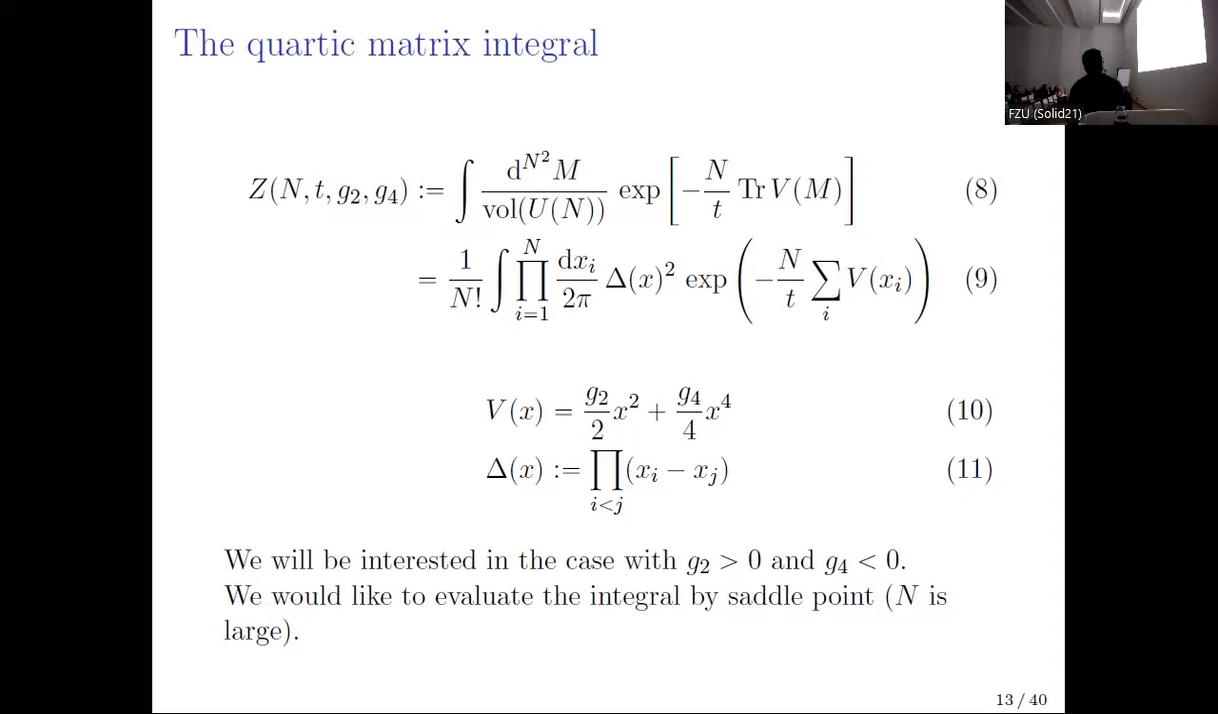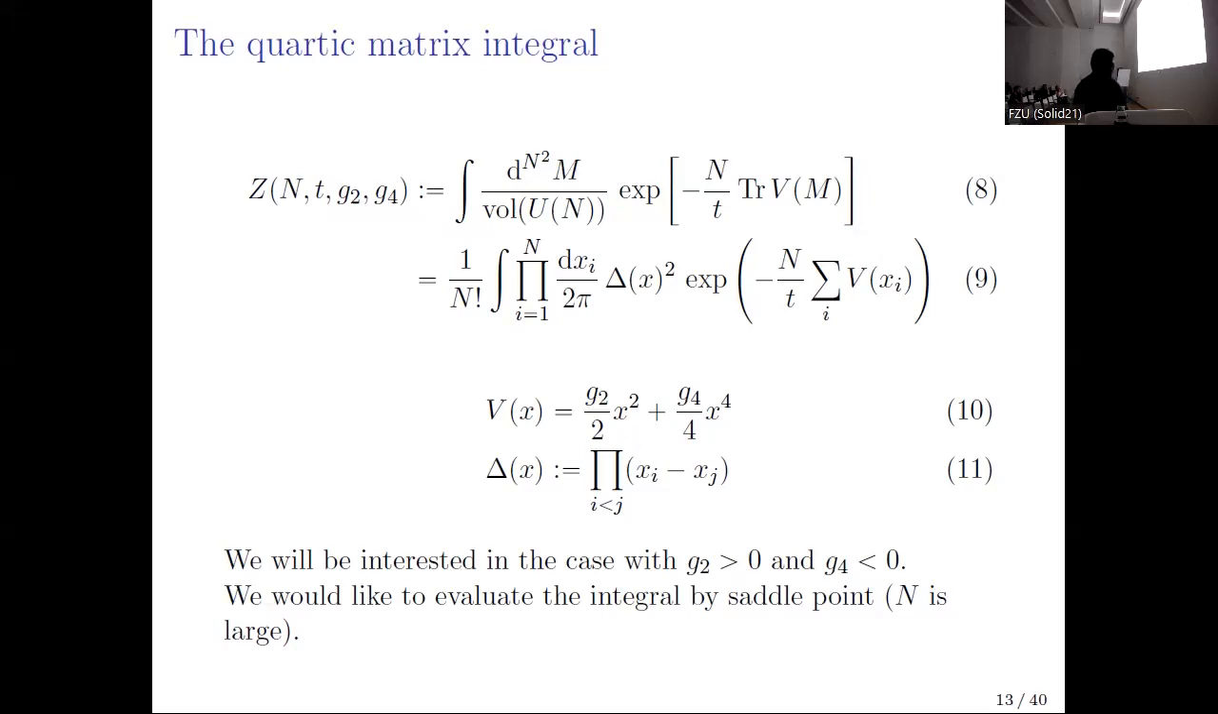This Vandermonde is very important. What it's saying is that there is no weight in this integral when the eigenvalues coincide. So the integrand just vanishes every time two eigenvalues are equal. So that means that there is effectively a repulsive force between eigenvalues.